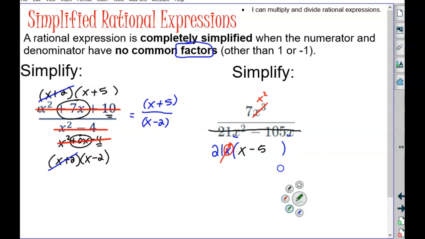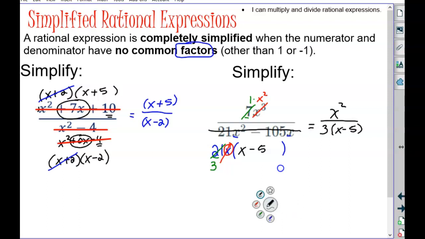Just look at what we call coefficients. 7 over 21. They're both divisible by 7. So I'm going to get rid of a factor of 7, which if you want, you can put a 1 there. And 21 divided by 7 is 3. Now, what's left over then is just a 1x squared over 3 times x minus 5.